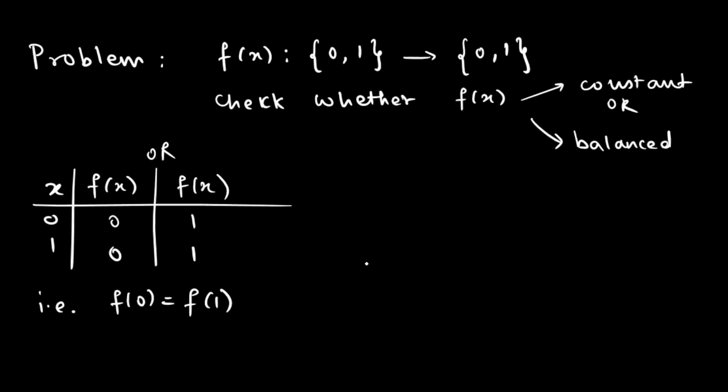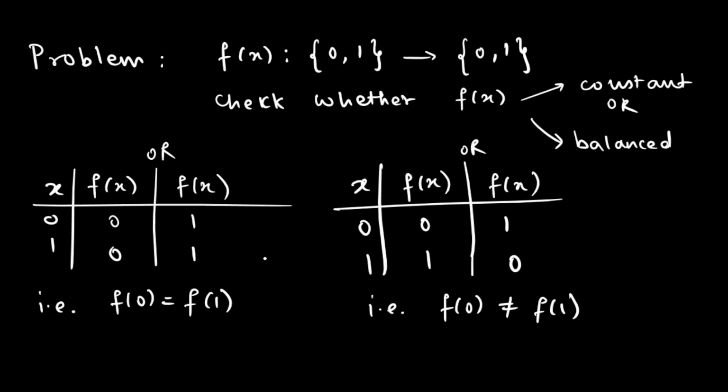A function is called constant when, for the values of x, 0 and 1, the function gives the same value, that is either 0, 0 or 1, 1, which implies that f(0) will be equal to f(1). And a function is called balanced when, for the given values of x, 0 and 1, f(x) is either 0, 1 or 1, 0, that is, the value of the function is balanced.